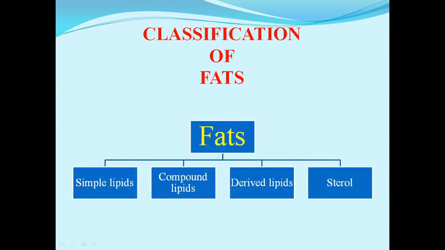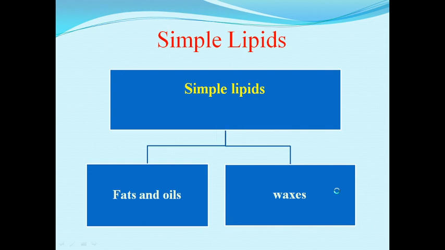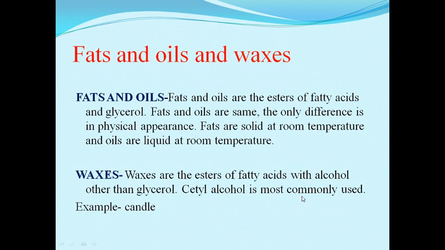Next, moving on to the classification of fats and oils. The fats are broadly classified into simple lipids, compound lipids, derived lipids and sterol. Again, the simple lipids are classified into fats and oil, and waxes. Now we will see what we mean by fats and oil and waxes. Fats and oils are the esters of free fatty acid and glycerol.